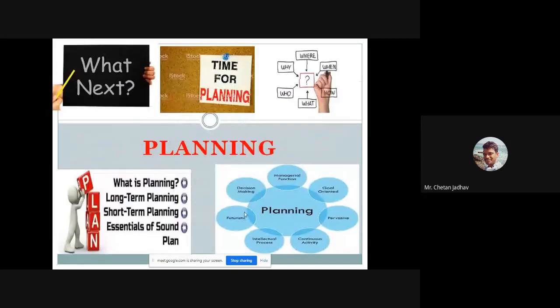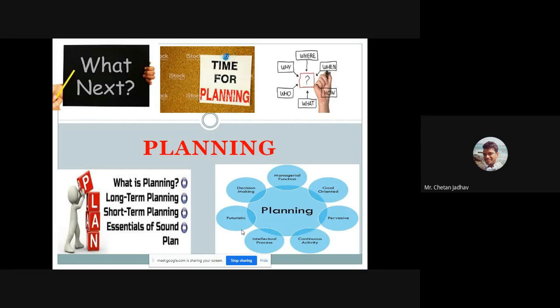You can see here, planning is what we can call a CIM, computer integrated manufacturing. I am just giving an example of the same integrated department, the concurrent engineering department. Planning is placed at the center of all the other parameters: managerial function, goal oriented, pervasive, continuous activity, intellectual process, futuristic, and decision making. So there are different and very important parameters regarding planning.